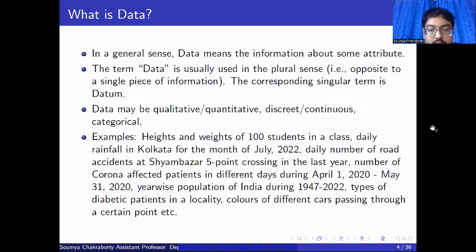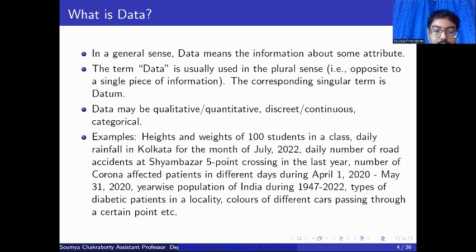Okay. So first of all, what is data? Data means information about some attribute. It can be anything. The term data is usually in the plural sense, as I have already told. The corresponding singular term is datum.